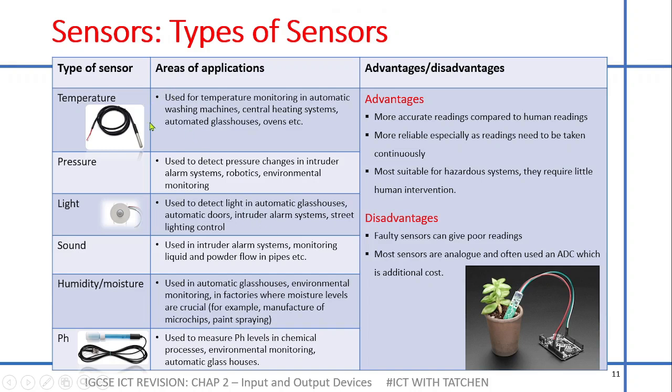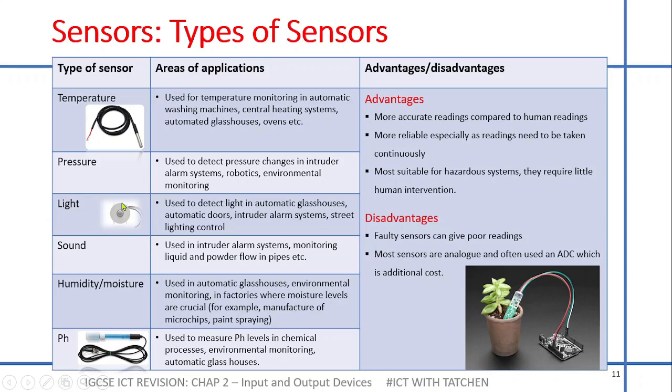Now, these are different categories of sensors, and these are the applications. Then we also have some advantages and general disadvantages of these sensors. The first one is the temperature sensor. We can use it for temperature monitoring in automatic washing machines, central heating systems, automated glass houses, ovens, and many other areas. We have the pressure sensor, used to detect pressure changes in intruder alarm systems, robotics, and environmental monitoring.